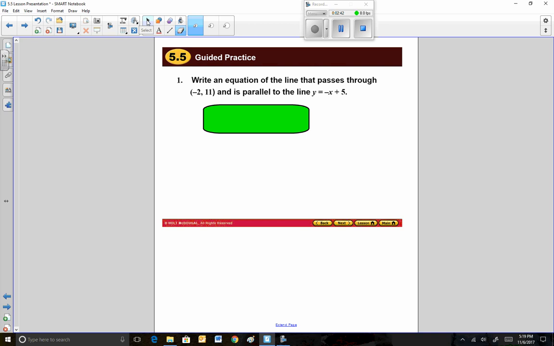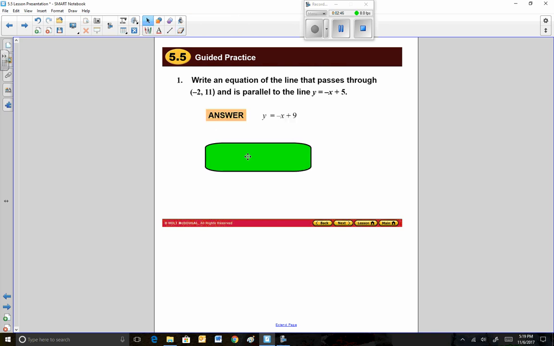Welcome back. Let's take a look at what you should have had. Let's take a look at this. y equals -x plus 9. Look at the original equation and the new equation. They're identical except for the y-intercept. Here it is 5, here the y-intercept is 9.